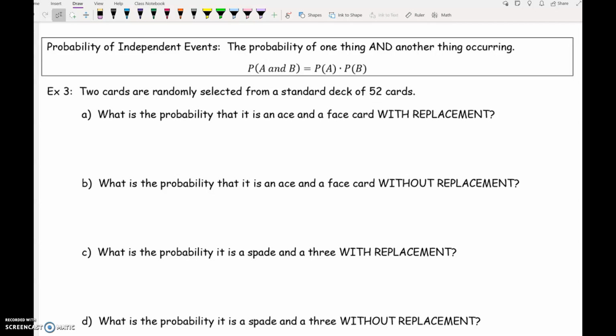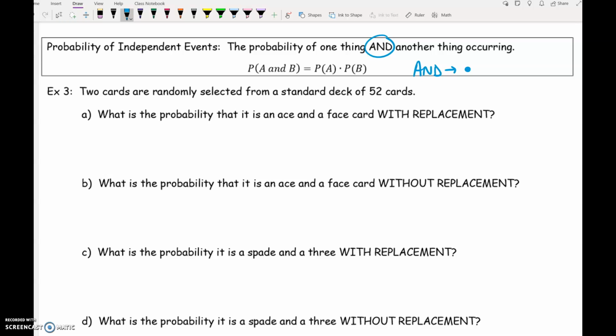Independent events are a little bit different. Independent events, you're looking at the probability of one thing and another thing happening. The probability of A and B occurring is the probability that A occurs times the probability that B occurs. So basically, and means multiply. Or means add, and means multiply.